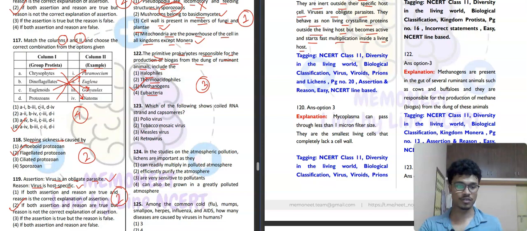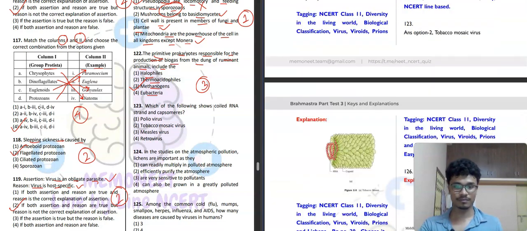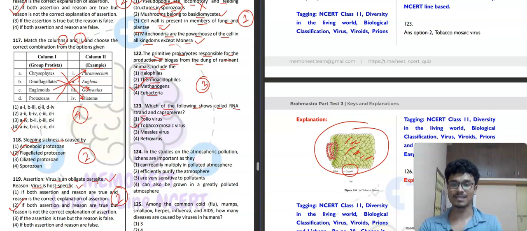Now moving towards the next question, 123. It is saying which of the following shows coiled RNA strand and capsomeres. You can see this is the structure. Where is the capsid? These are the capsids. And the coiled RNA structure if present. So tobacco mosaic virus has a coiled RNA strand and capsomeres. So the second option will be your correct answer for this question. If you visualize the diagrams of NCERT, you can simply tick the question that it is tobacco mosaic virus.